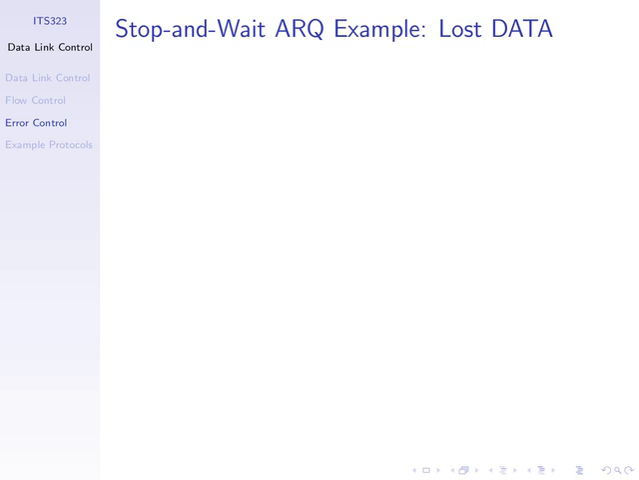Just so I have space, I've just repeated this part here. This is lost data. B doesn't know it's lost. B is just sitting there waiting to receive data. It doesn't get to B, so B doesn't know it was sent.